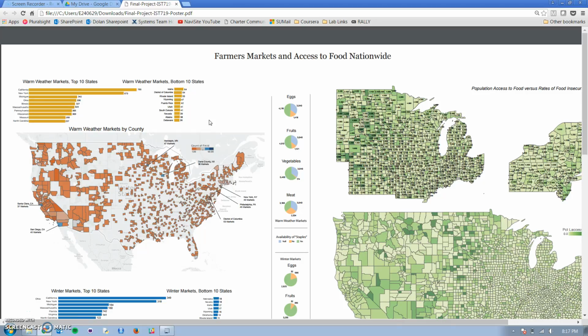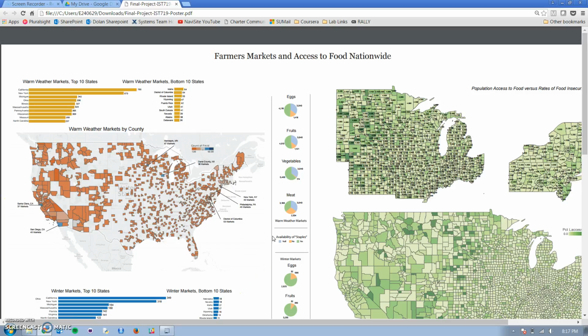For warm weather markets, I visualize them by county in this map visualization. Probably a little bit of a reflection of population. You'll notice that Philadelphia, New York, and DC have the highest concentrations of markets. Some areas in California as well. Those are also large population centers, so it makes sense.